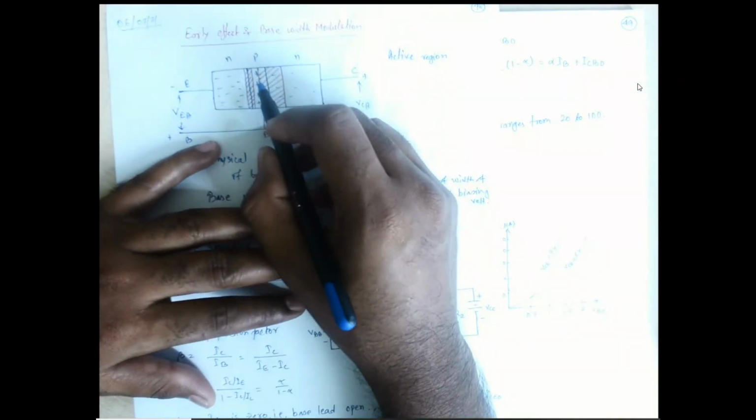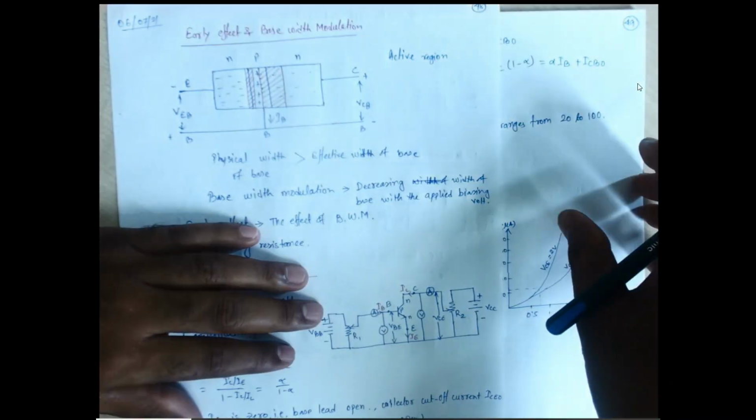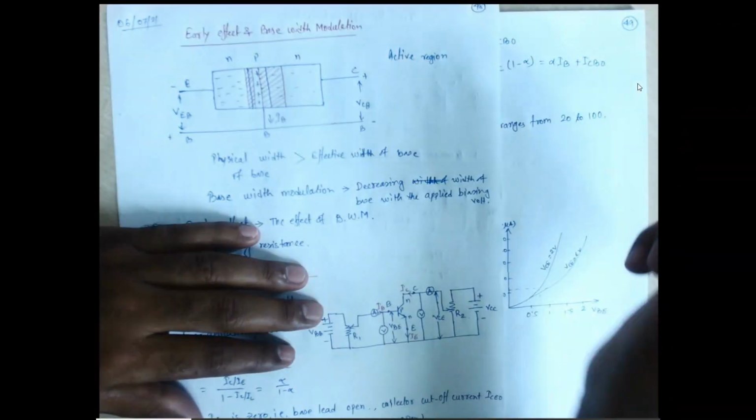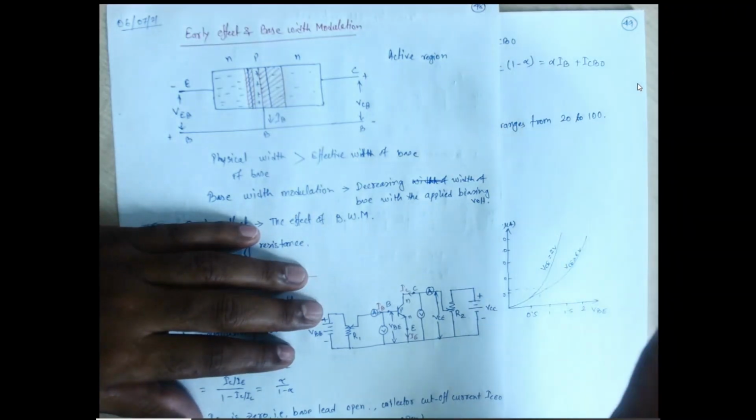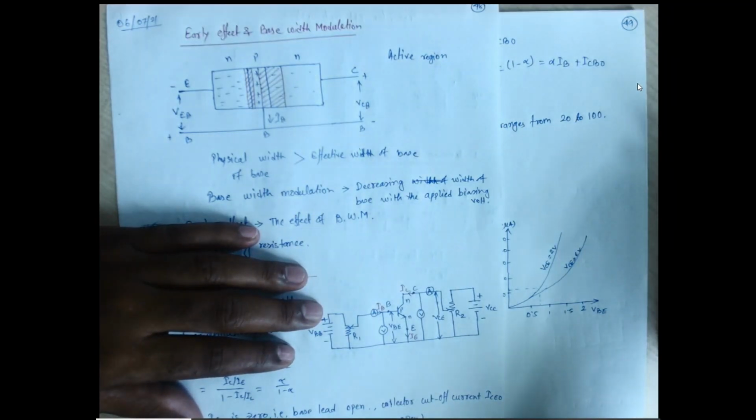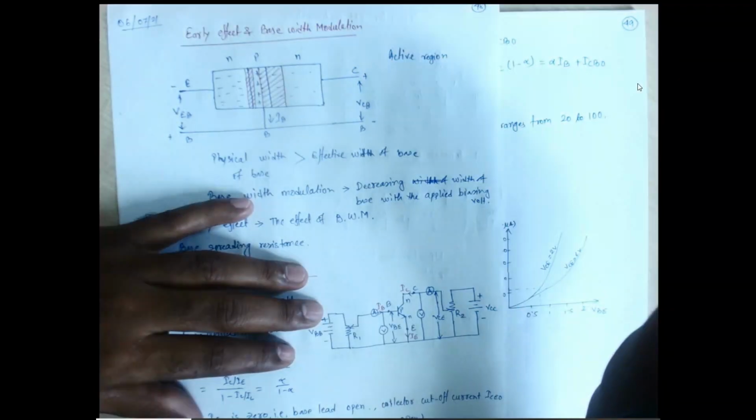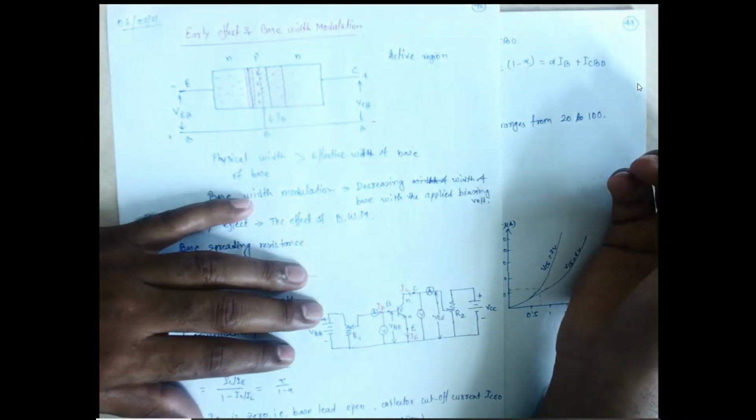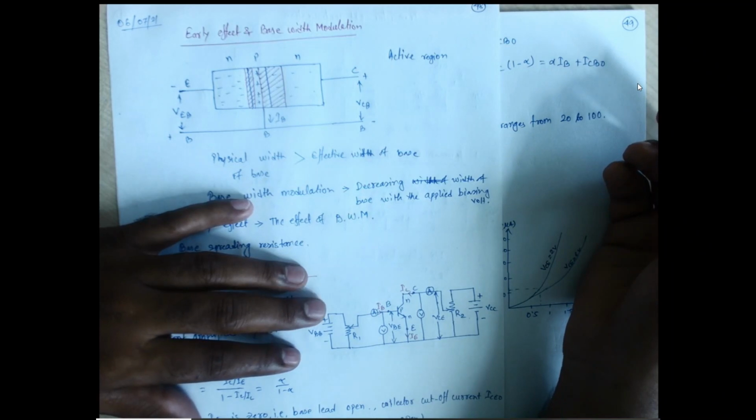So what we find is, with the decrease in this effective base width, the recombination will be less compared to the previous width, which had a higher number of holes in the base. Now as this width decreases, there are very few holes to recombine with the incoming electrons. So as a consequence, the base current decreases.